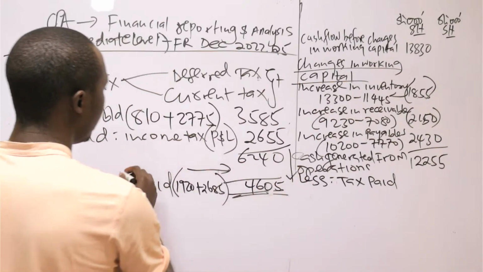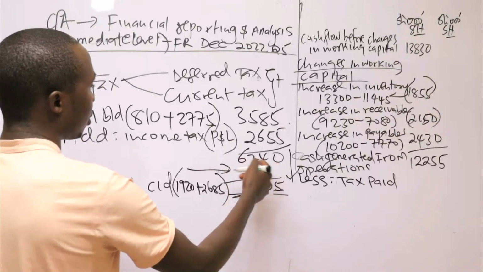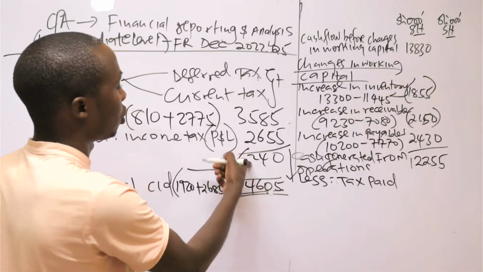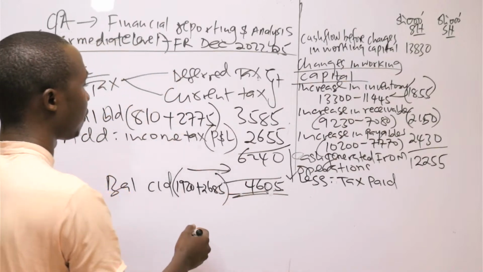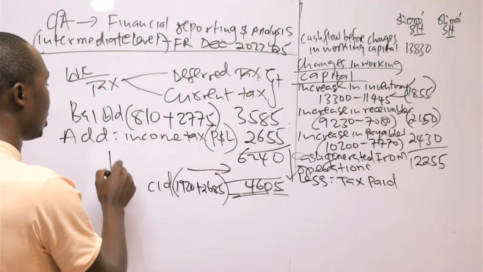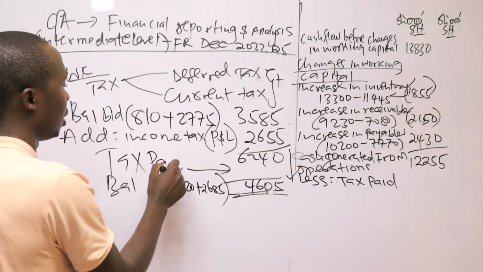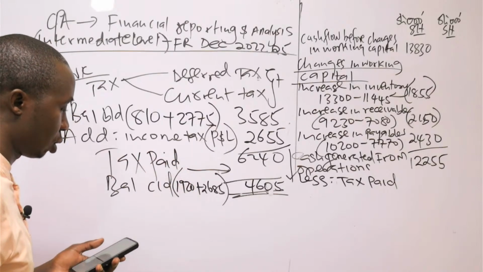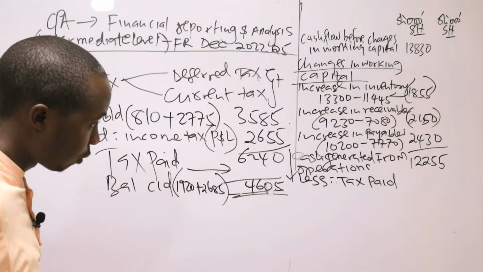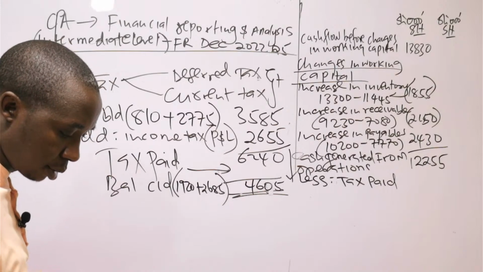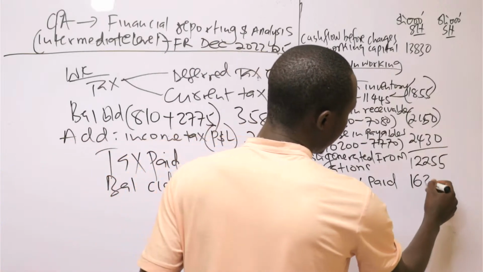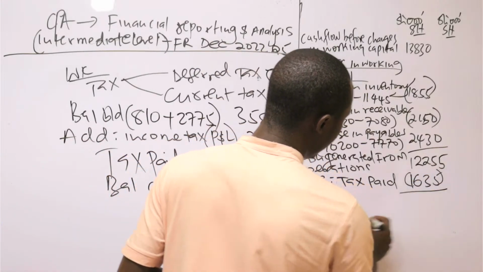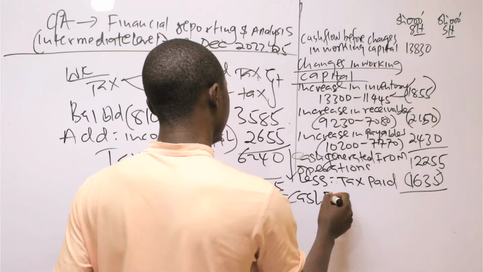So you can see at the end it's less. It has reduced from 6240. They were supposed to pay 6240 total tax, but at the end of the year they are supposed to pay 4605. So why did it reduce? They paid that difference. 6240 minus 4605 is 1635.